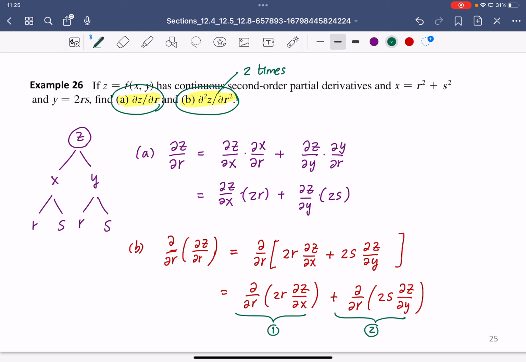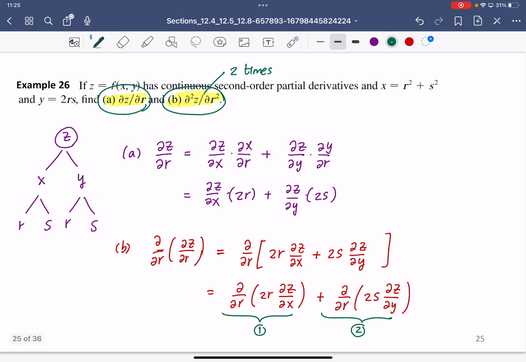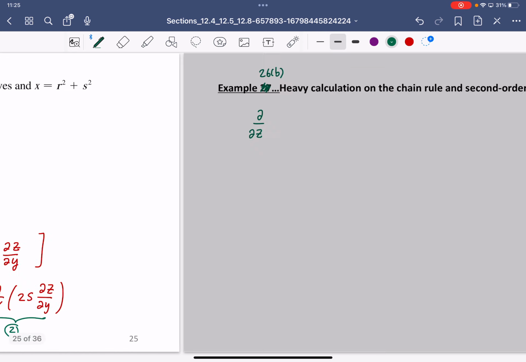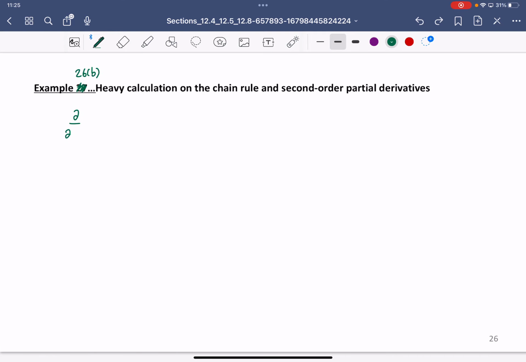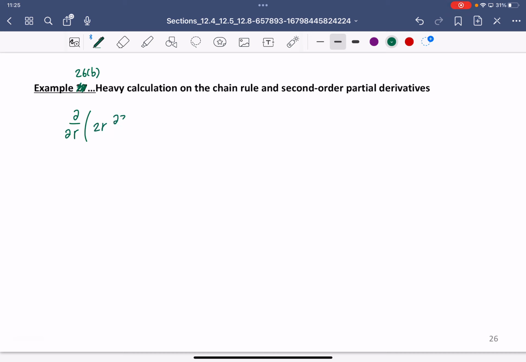Okay, we're going to start looking at term number one on the next page. Okay, sounds good. So, next page. This is example 26b. We keep going with 26b. So ∂c/∂r, and then you're going to do 2r ∂c/∂x. This is term number one that we had before on the previous page.